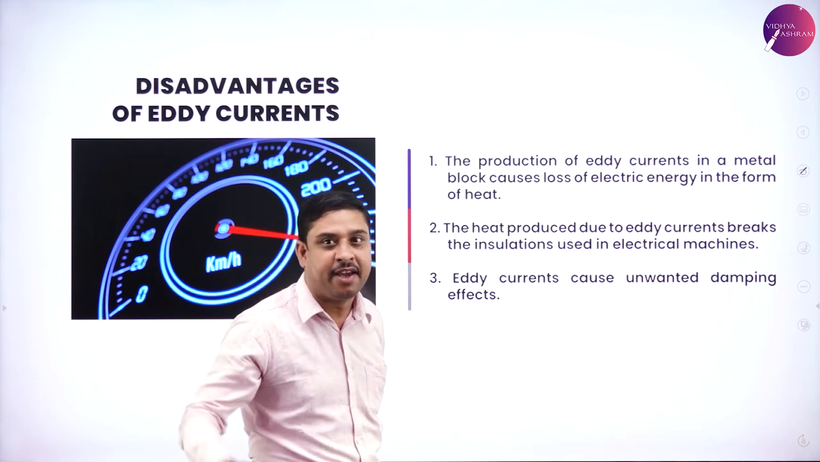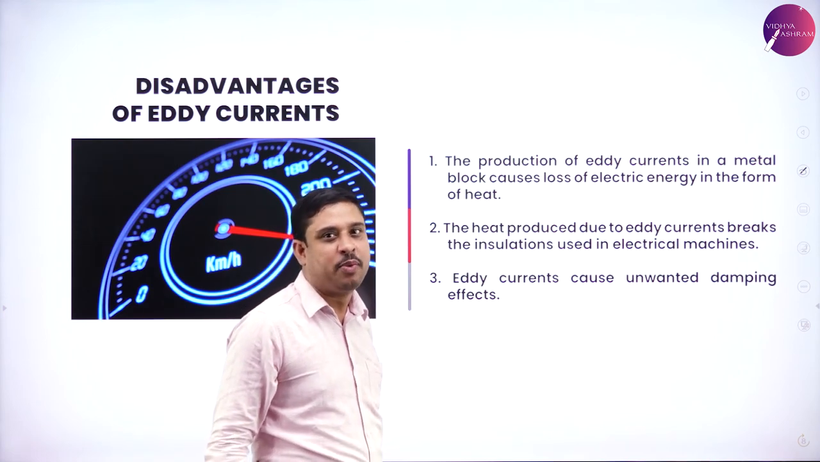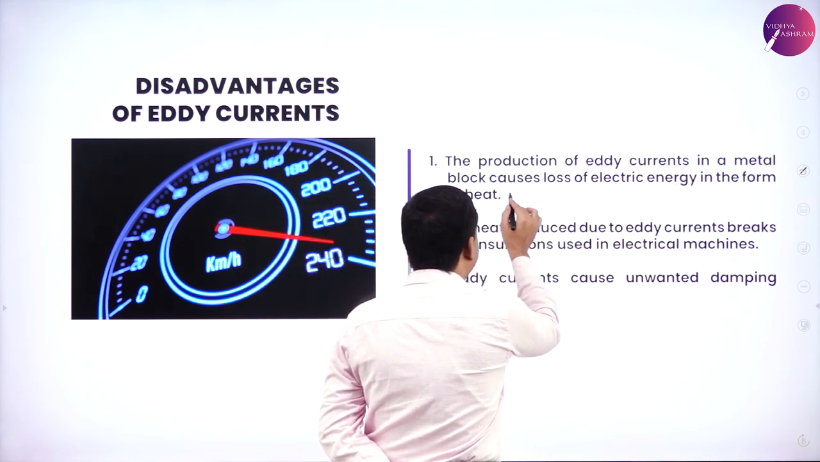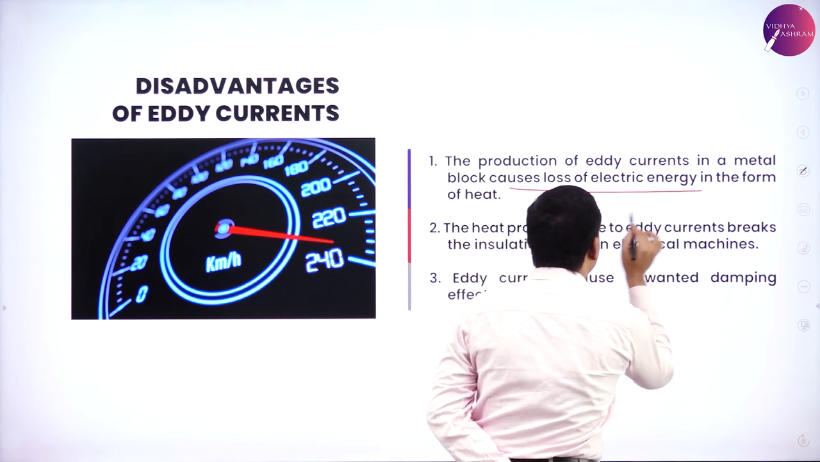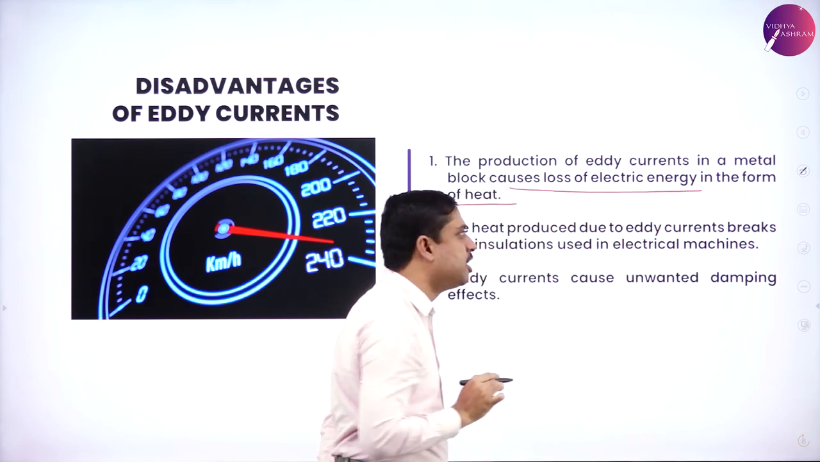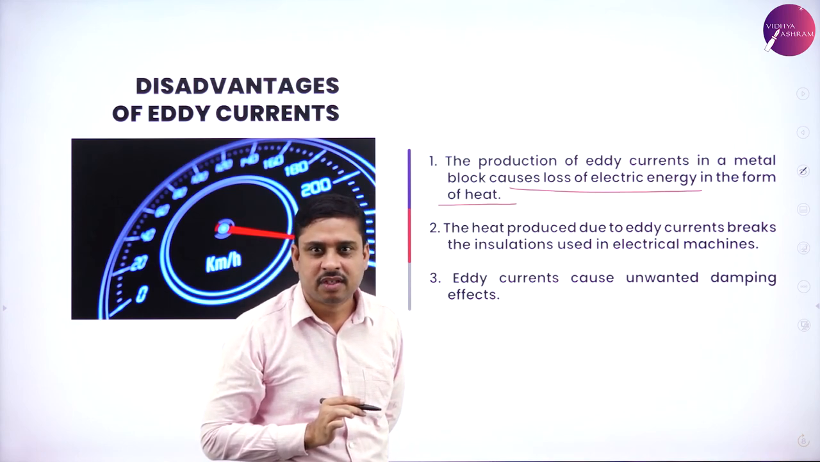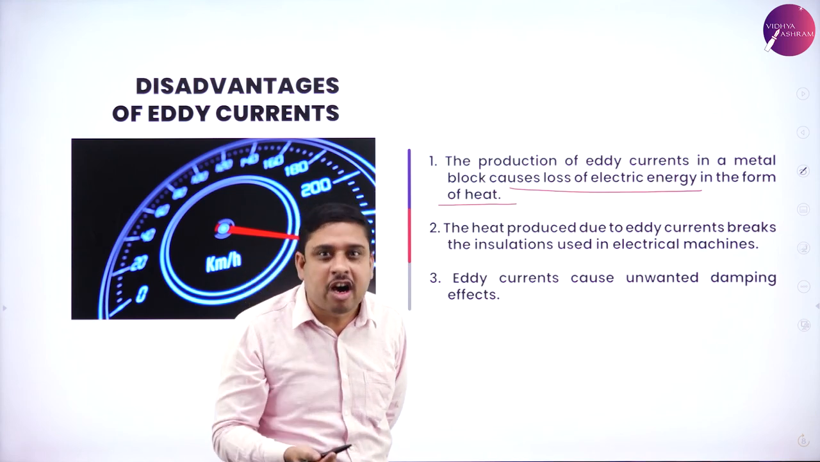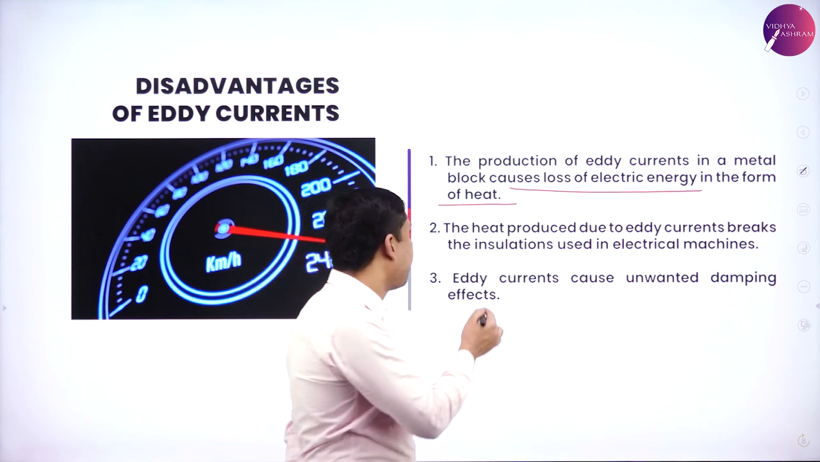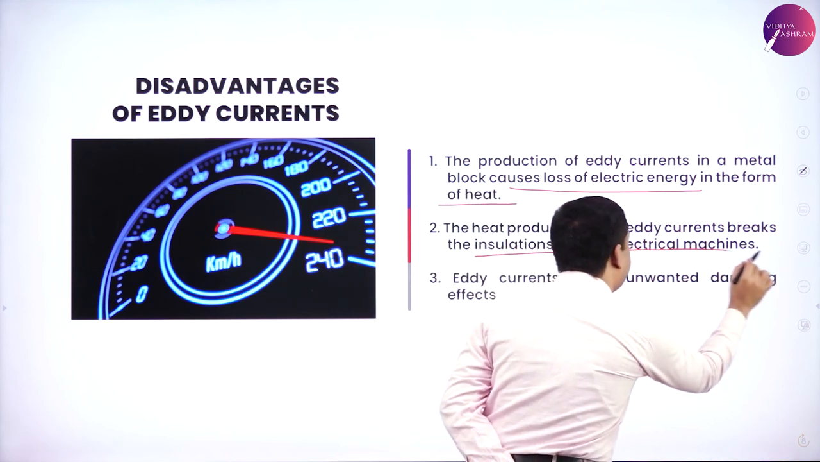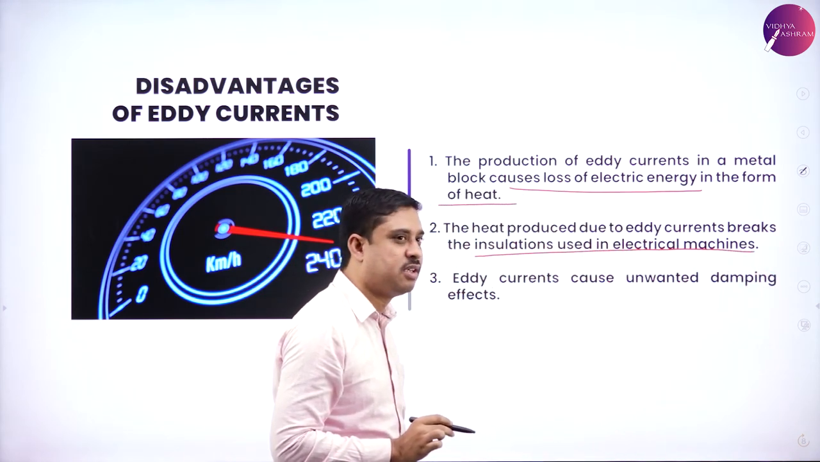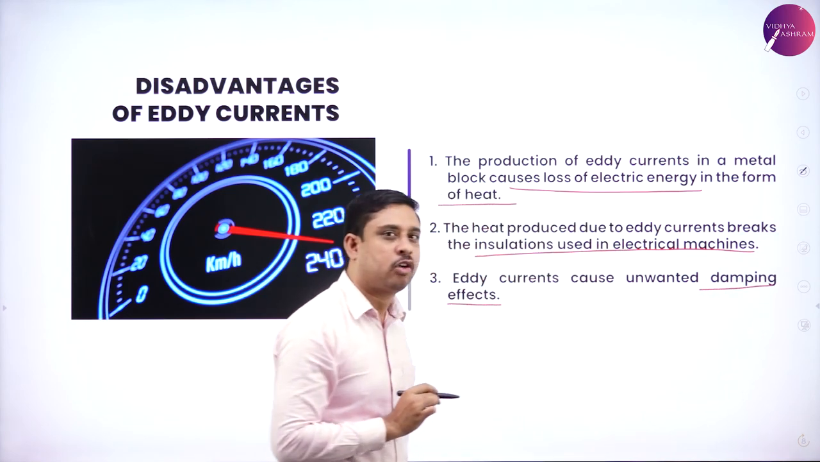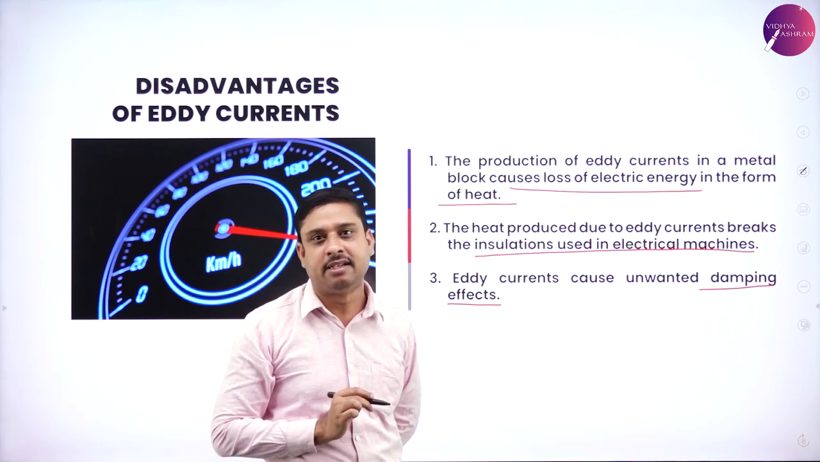Disadvantages: naturally, where there is advantage, there has to be disadvantage. The production of eddy currents causes loss of electrical energy in the form of heat, extensive heat. So electrical energy is lost due to heat. It breaks the insulation of electrical machines. Unwanted damping effects are caused due to eddy currents.